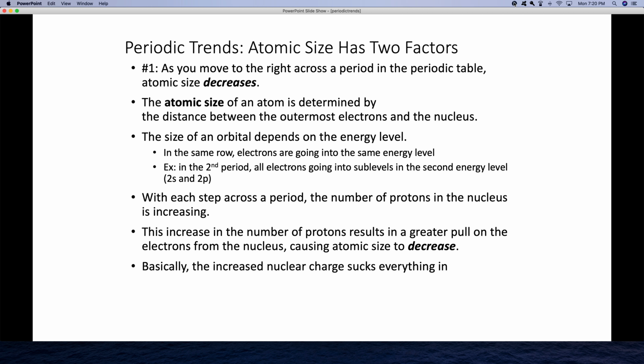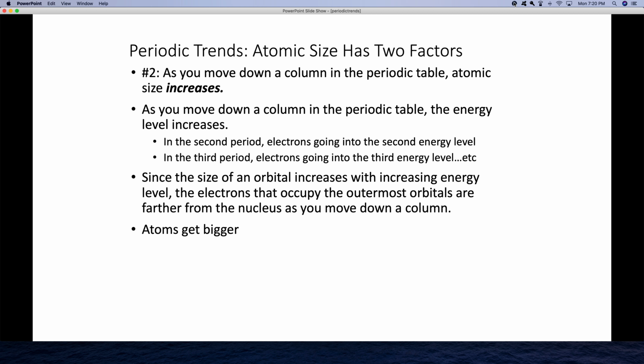So as we move across a row, we're having a more positively charged nucleus, which is pulling the valence electrons, actually all of the electrons in, making the atom smaller. As we go down a column, however, the atomic size increases, even though we're adding more protons to the nucleus, and that's simply because we're adding an additional energy level.